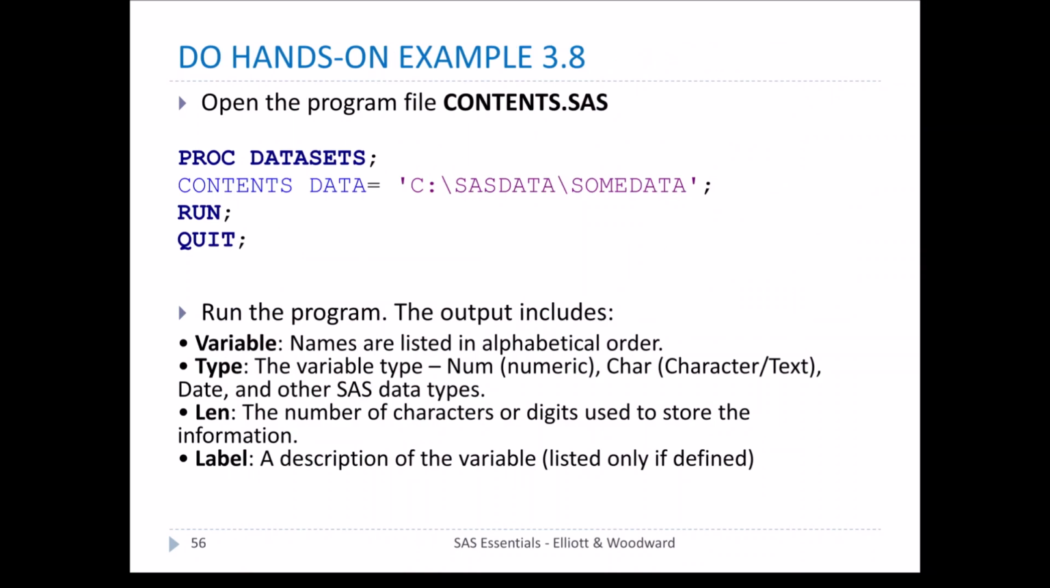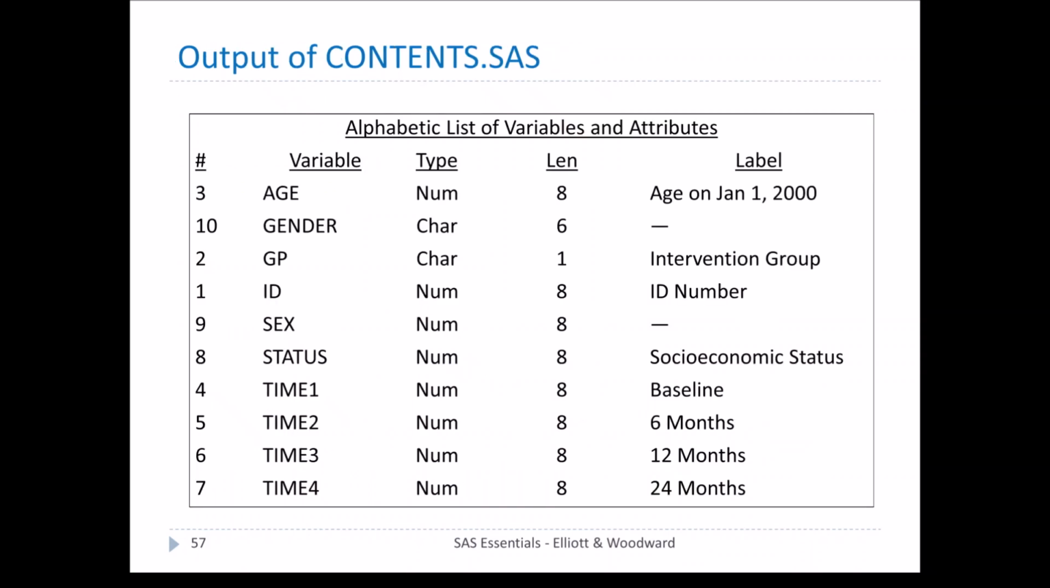So let's do an example, 3.8. Let's open up the file called contents.sas, and we can see it's the same one we just saw previously in the slide. If we run this program, we're going to see that the output includes the names of the variables, the types of the variables, the length of the variables, and the labels associated with each variable. So it gives us a brief or a quick table look at what was in that data set.